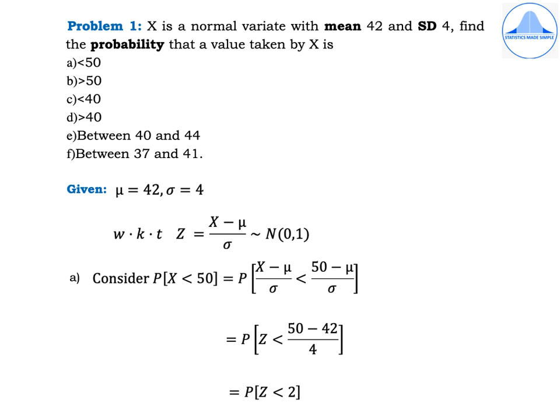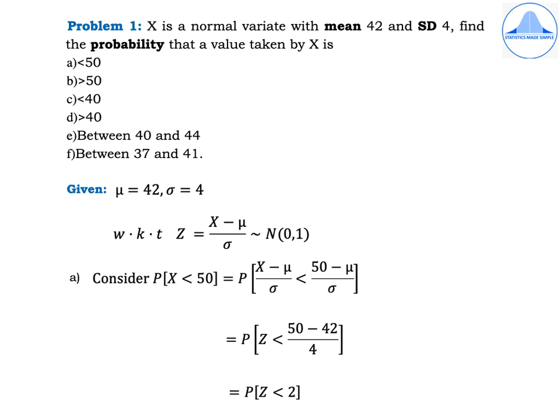So let's start with the first subdivision. Subdivision A, what is the question asked? Find the probability that a value taken by X is less than 50. So write consider, then probability means write capital P, a value taken by X. Within square brackets you have capital X is less than 50. Now what should you do? From X you should subtract mu and divide by sigma, and even from 50 you should subtract mu and divide by sigma. This whole process is called standardizing.